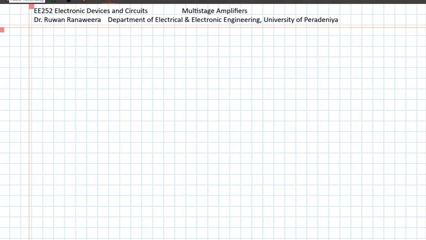Welcome to EE252 Electronic Devices and Circuits. Today we are going to move on to a different section on multi-stage amplifiers. During the past several lectures we covered the BJT amplifier and the small signal model. Today we are going to move on to multi-stage amplifiers, which is an extension of the single stage amplifiers that we talked about.